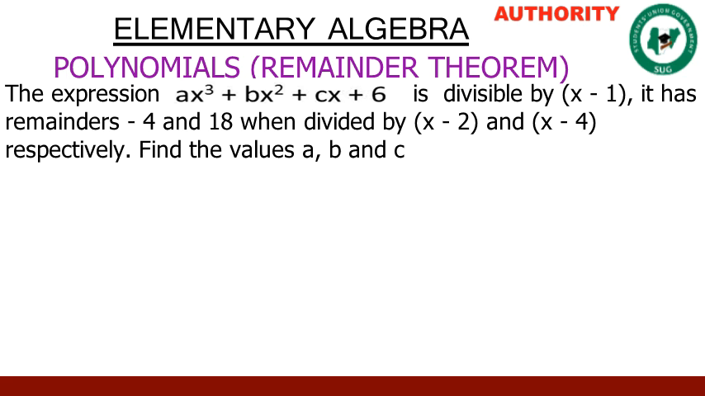Alright, this is what we are asked to solve. We have this expression ax cubed plus bx squared plus cx plus 6. This expression is divisible by x minus 1, and when it is divided by x minus 2, it leaves a remainder of minus 4. And when it is divided by x minus 4, it leaves a remainder of 18. So we are asked to find the values for a, b, and c.